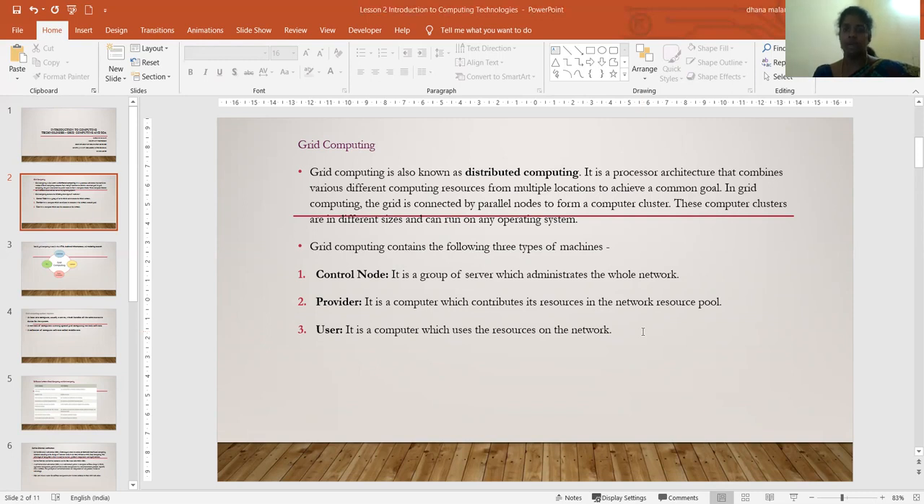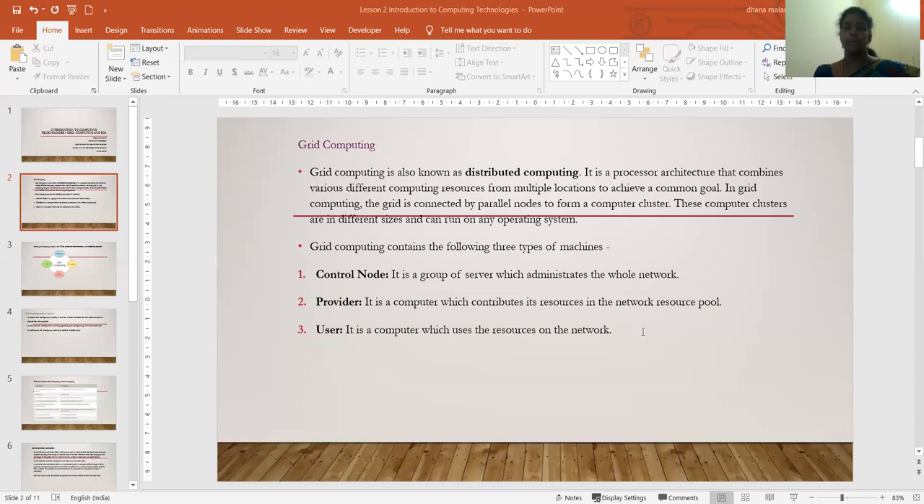Grid computing consists of three types of machines. Control node is a computer, usually a server or a group of servers, which administrates the whole network and keeps the account of the resources in the network pool. Provider, the computer which contributes its resource to the network resource pool. User, the computer that uses the resources on the network.